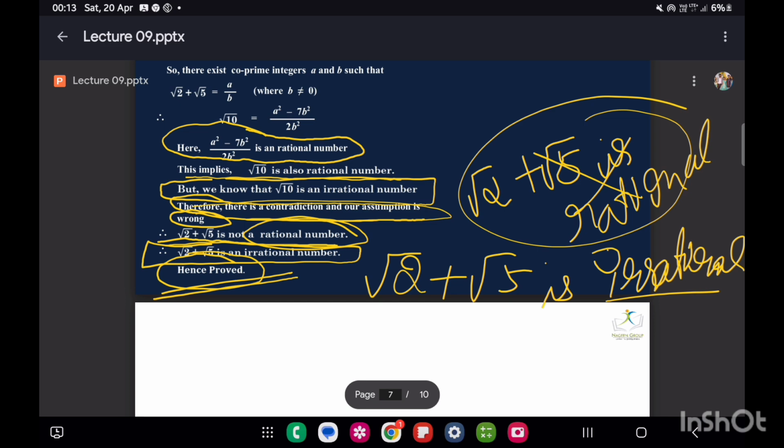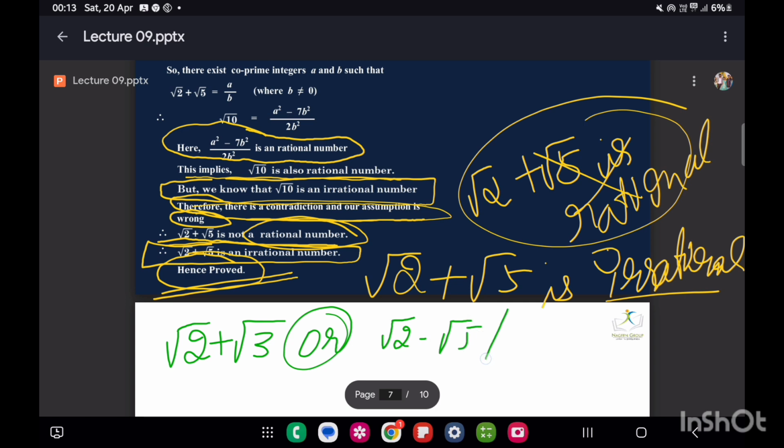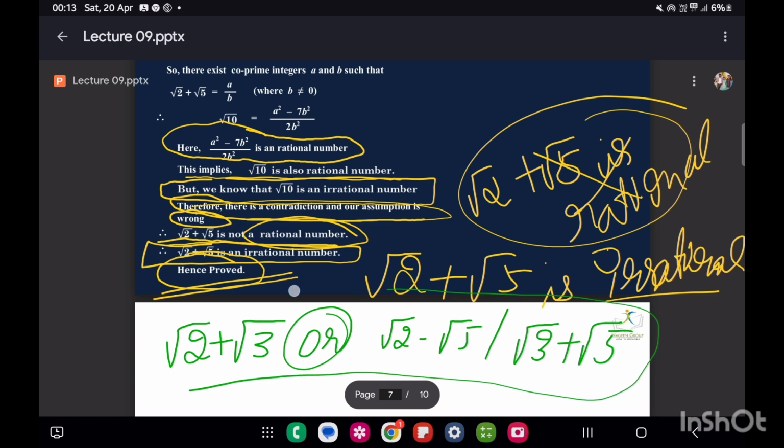So it is also a very important problem. You should not forget to do this problem. They will ask different numbers. Root 2 plus root 5 is there. Other than root 2 plus root 5, they can ask some other questions: root 2 plus root 3, or root 2 minus root 5, root 3 plus root 5. Any of these problems you have to solve by these methods.